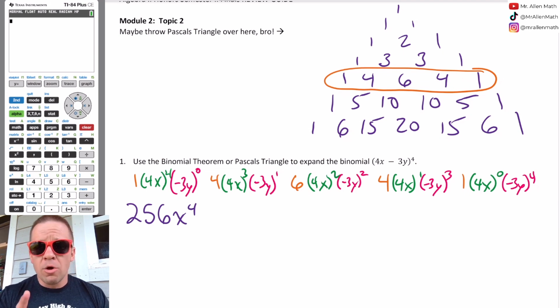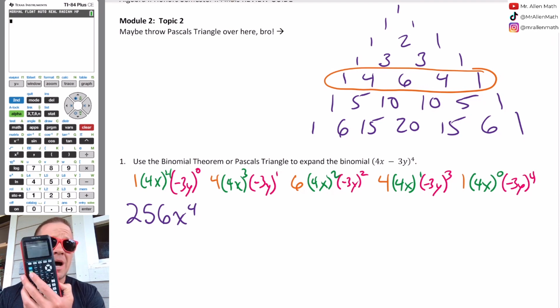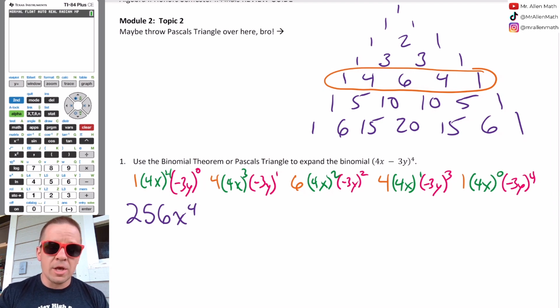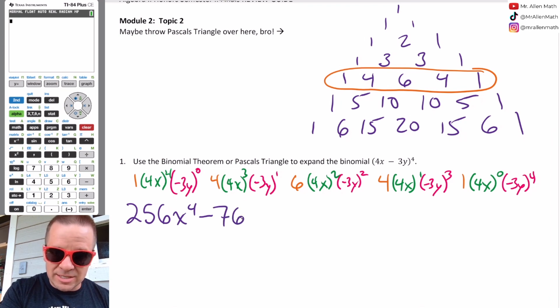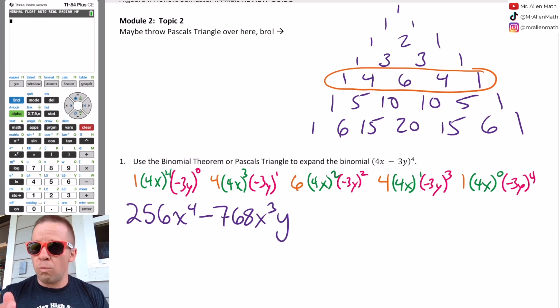So now we have 4 times 4 to the 3rd times negative 3. We can just pop that in our calculator. I'm not going to do that on the screen for you. It's a little bit meh, so it's easier to just type this in. And then we got negative 768. So negative 768, and then we have x to the 3rd, and we have y to the 1st. So I'll just do y, right?